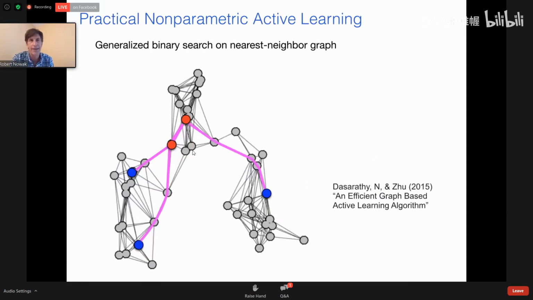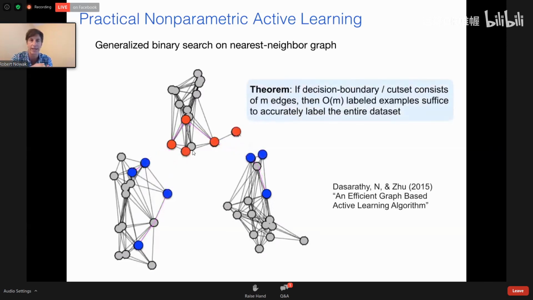And this is a practical approach to nonparametric learning that actually has some nice provable guarantees. And the idea is a generalized binary search on a nearest neighbor graph constructed over the unlabeled data. So first of all, you construct a nearest neighbor graph, and then you use a kind of generalized binary search to try to identify cut sets in that graph that separate clusters of like-labeled examples.